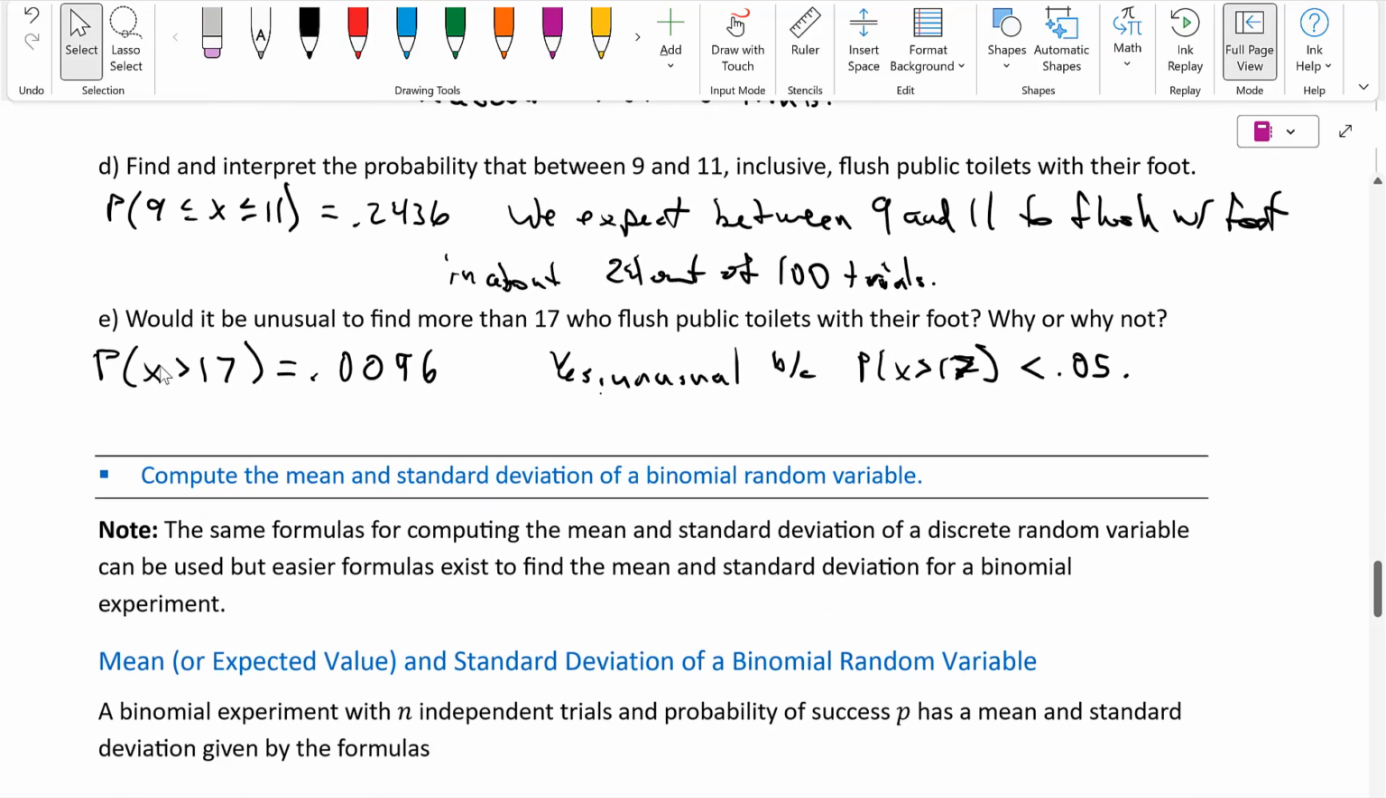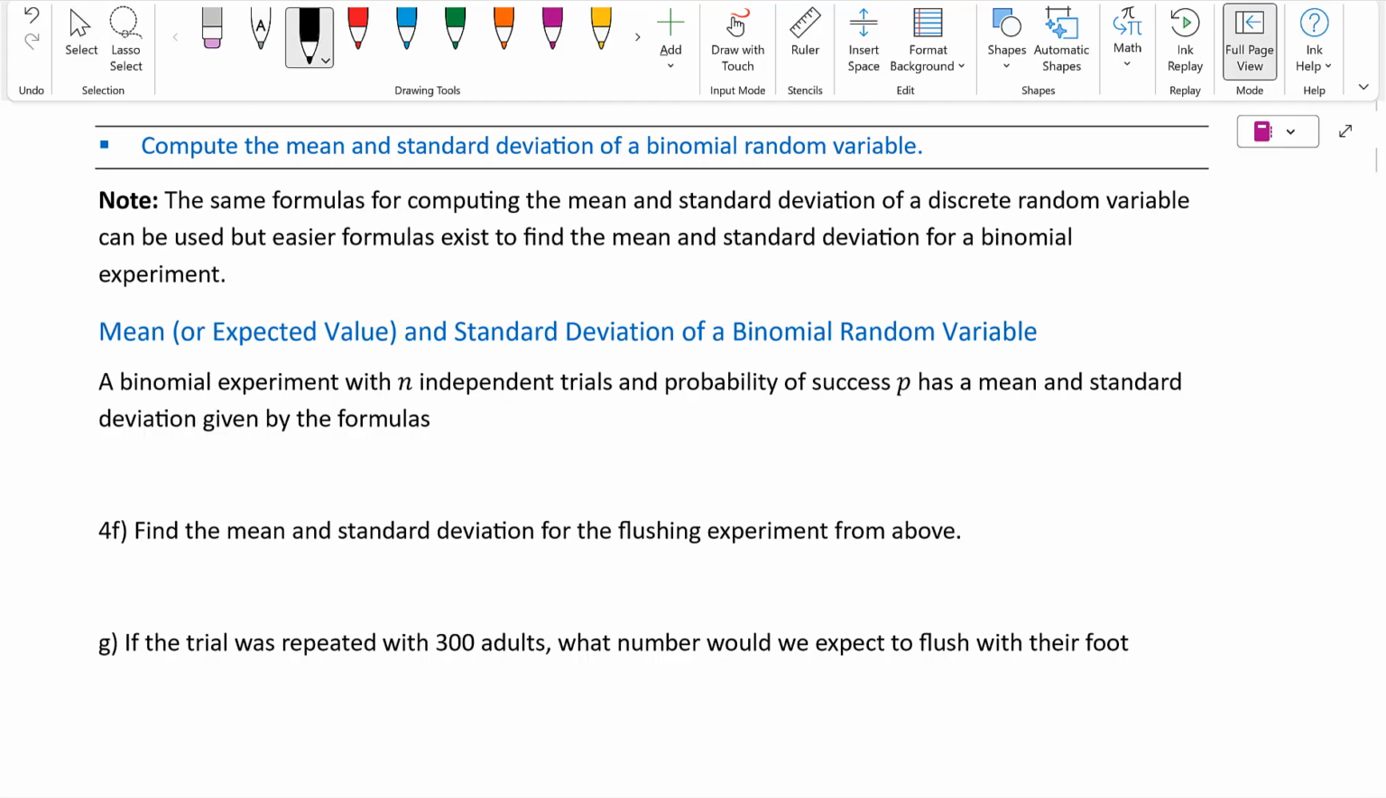All right, we move on to computing the mean and standard deviation of a binomial random variable. Note here, the same formulas for computing the mean and standard deviation of a discrete random variable can be used, but easier formulas exist for a binomial experiment. A binomial experiment with n independent trials and probability of success little p has a mean and standard deviation given by the formulas. Our mu sub x is equal to just n times p. And our sigma sub x, that standard deviation, is given by the square root of n times p times 1 minus p. Or again, you might see that as n times p times q, where q is 1 minus p.